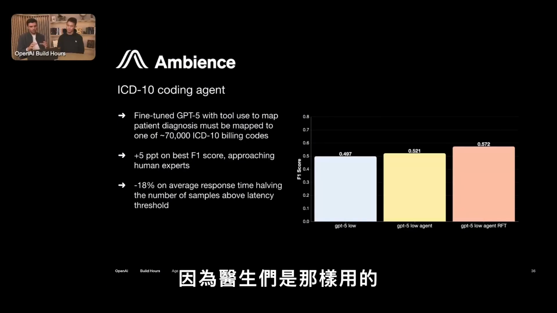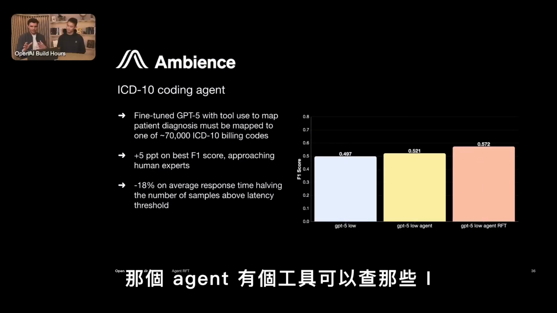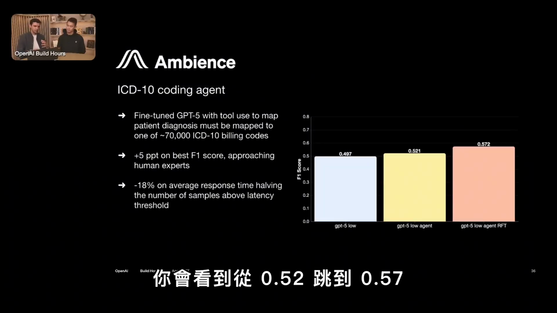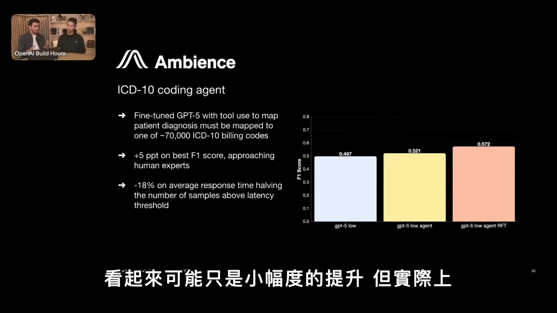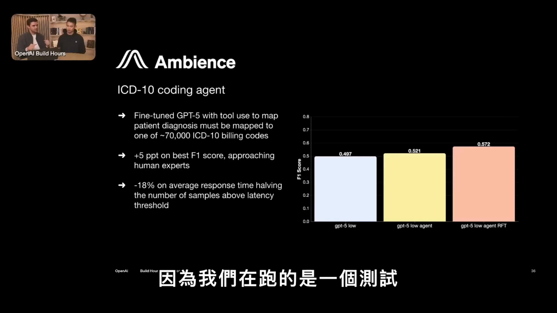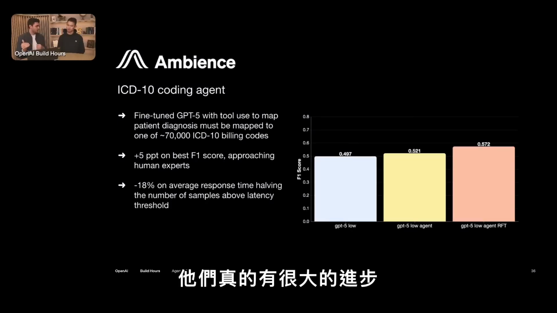And so if you look at the plot on the right-hand side, we started with GPT-5 low, hovering around the 0.5 F1 score. And then we built that agent that actually has a tool that does a search for those ICD-10 codes. And then we actually RFT'd that model. And you can see the jump from 0.52 to 0.57. It might look slightly small, but the actual highest performance you can get is around 0.70, 0.75, because we are looking at a task that is slightly subjective, and doctors agree or not on what are the actual codes. So this is really a significant jump for them.